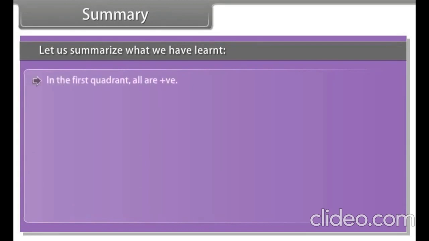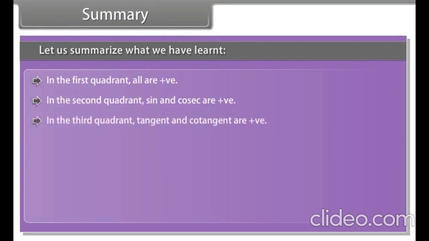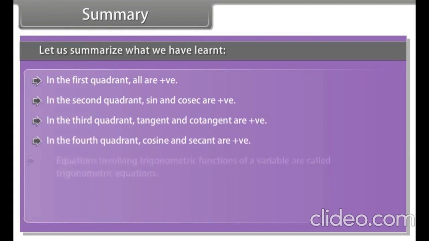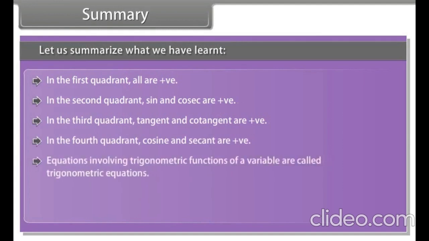In the first quadrant, all are positive. In the second quadrant, sine and cosec are positive. In the third quadrant, tangent and cotangent are positive. In the fourth quadrant, cosine and secant are positive. Equations involving trigonometric functions of a variable are called trigonometric equations.